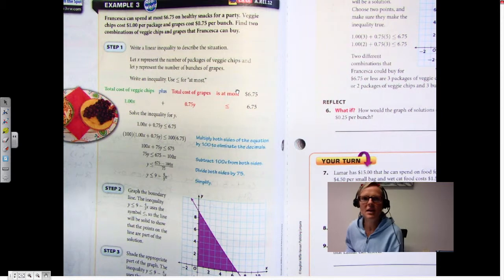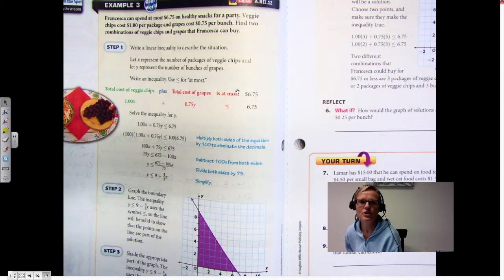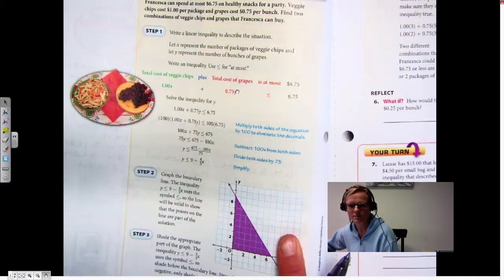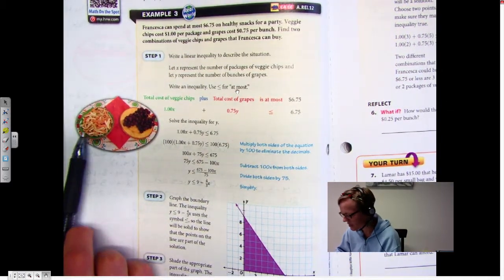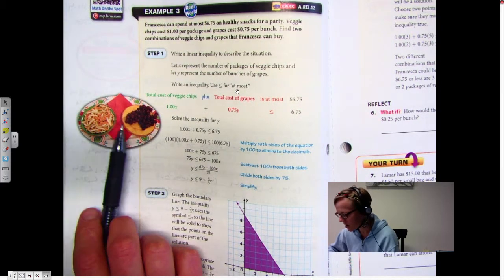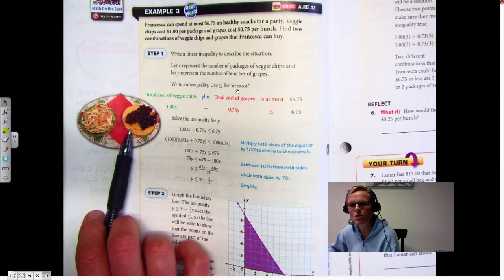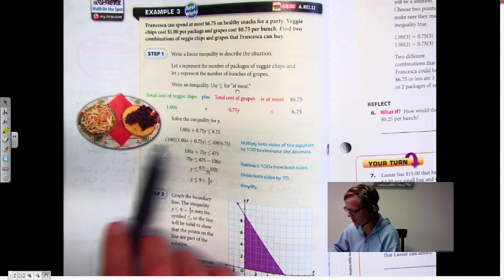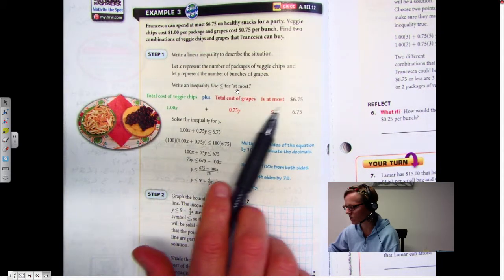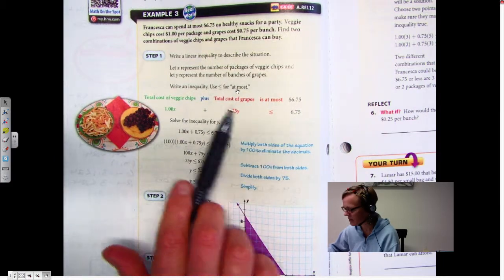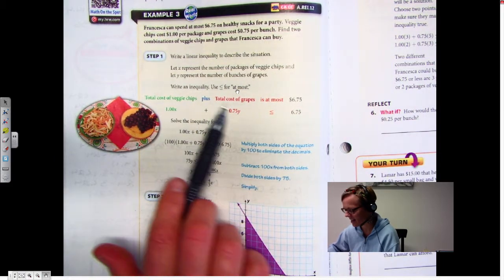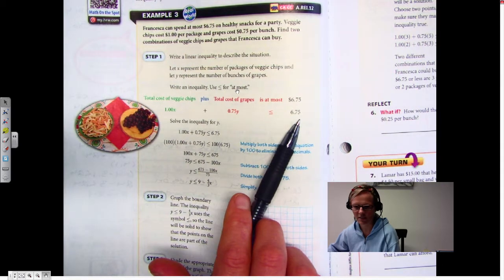Francesca can spend at most $6.75 on healthy snacks for a party. Veggie chips cost $1 per package and grapes cost 75 cents per bunch. Find 2 combinations of veggie chips and grapes that Francesca can buy. So first of all, we need to think about what this is. They've already done a beautiful picture for us. Veggie chips and grapes. So veggie chips plus grapes has to be at most $6.75. Chips plus grapes at most $6.75. So we need to spend less than or equal to $6.75.